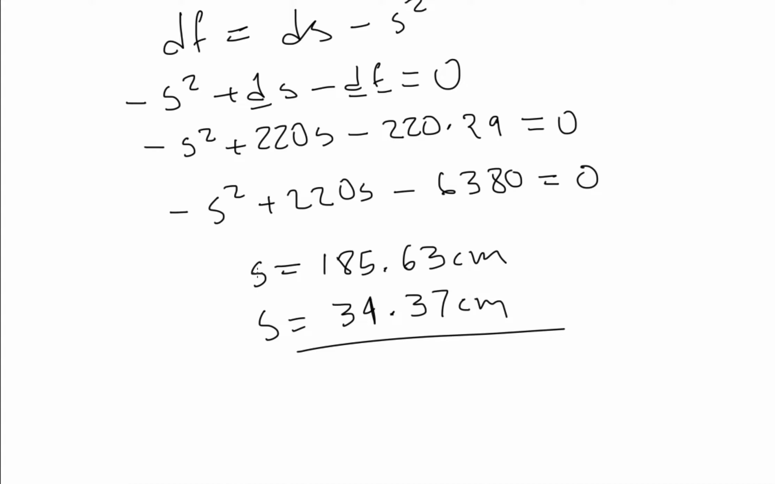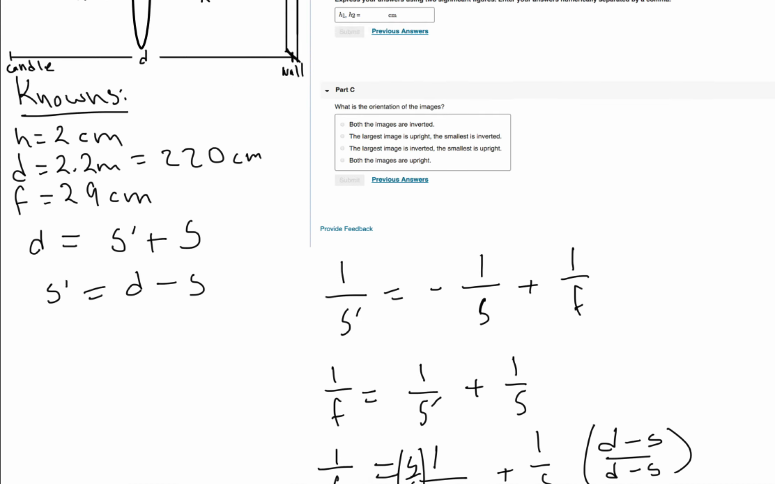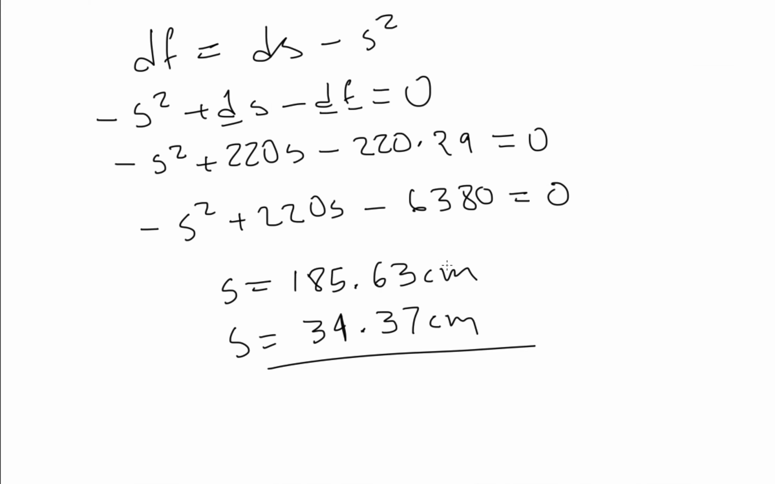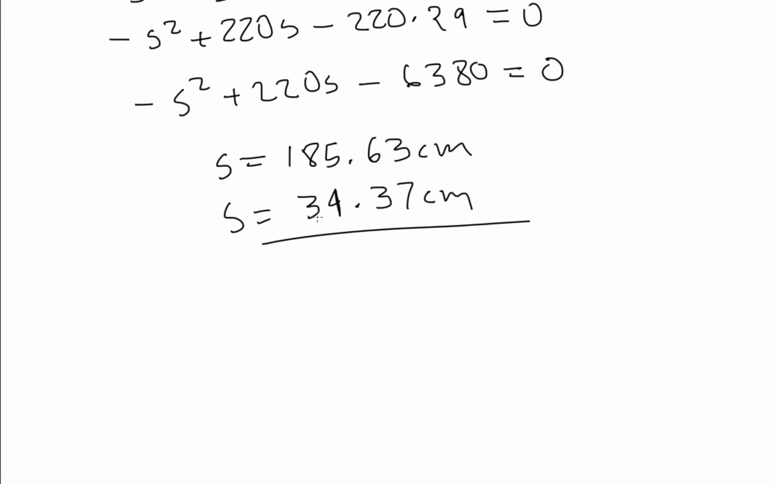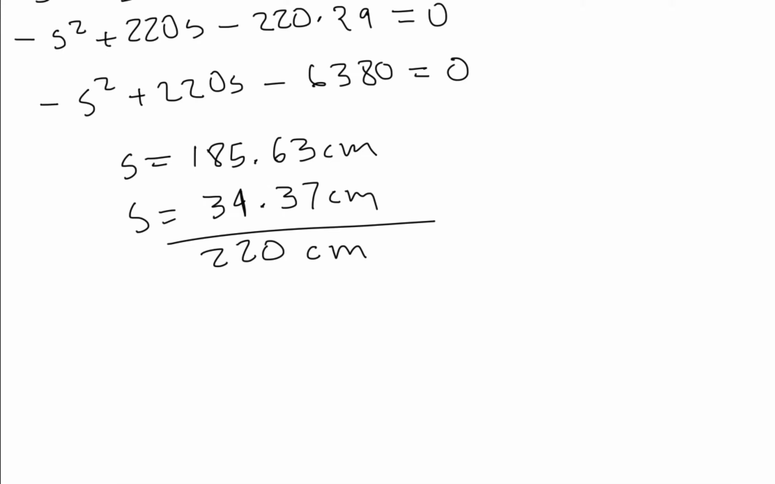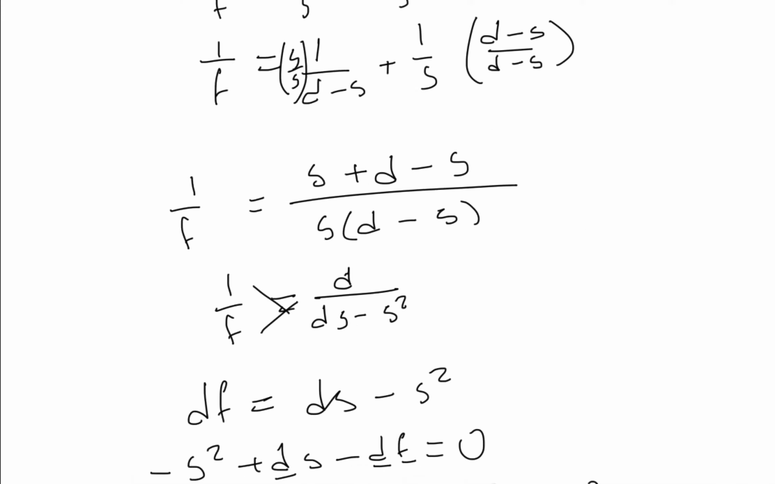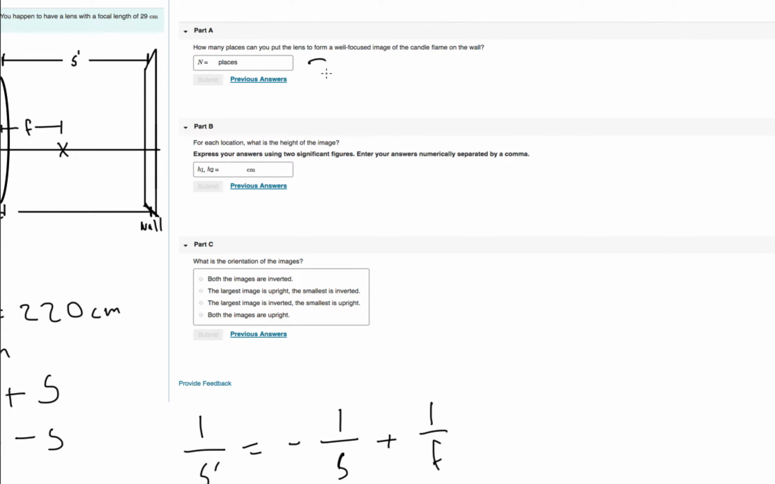Over here would be a good point to check the sum of s. Since we know that the sum of both the image distance and the object distance is equal to d, and d minus s is equal to s prime, if s is equal to 185.63, then s prime has to be equal to 34.37, and vice versa. Another way to think about this is both of these should add up to become 220 centimeters, which is d, the total distance. So now we see that we have 2 points. We can go back and answer this.